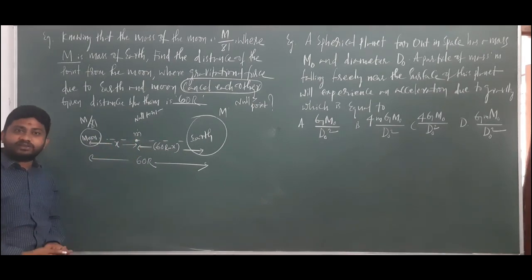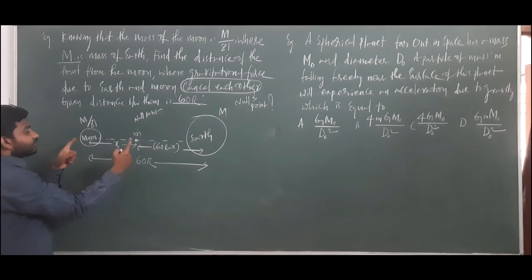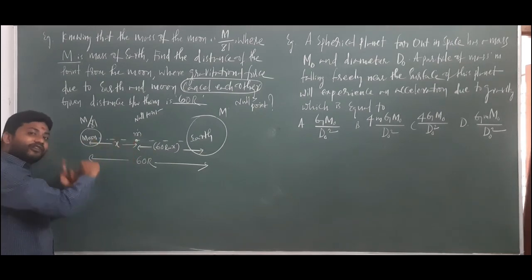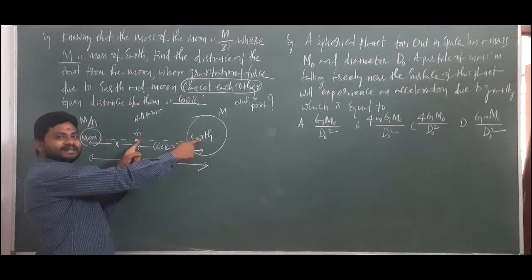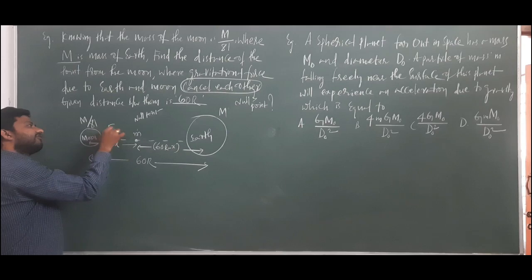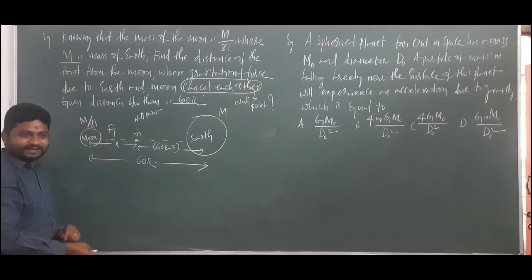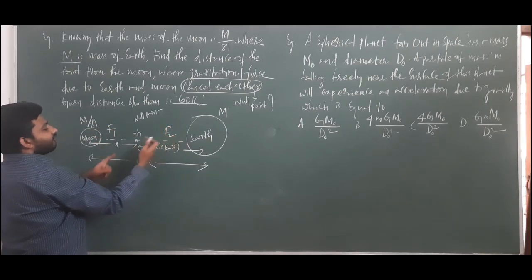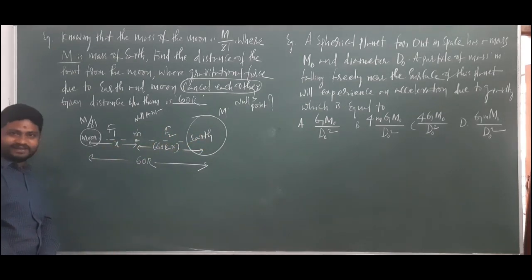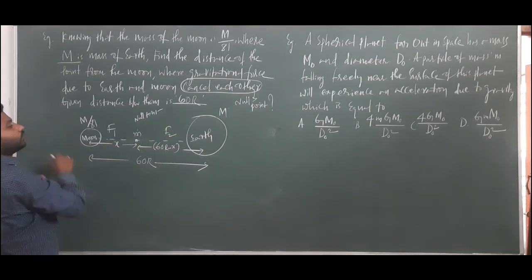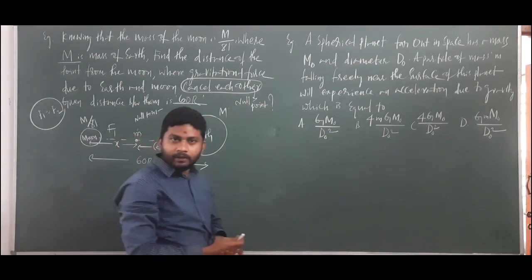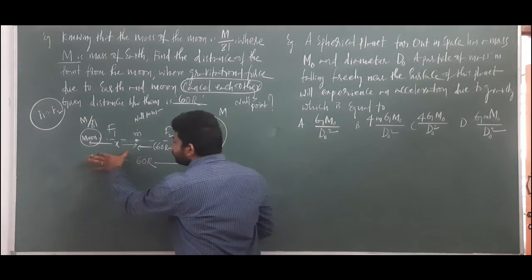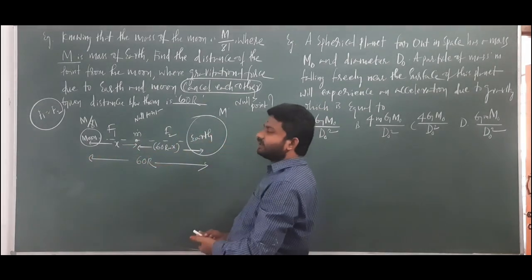What is the net gravitational force? The force of attraction between these two masses will be equal to the force of attraction between these two masses. Understand? So let me write, this is the force of attraction F1 between these two masses, and this F2 is the force of attraction between these two masses. So now what we need to do is F1 is equal to F2. So that's a condition for the null point. Yes or no?